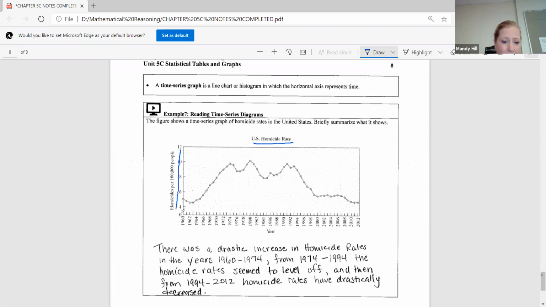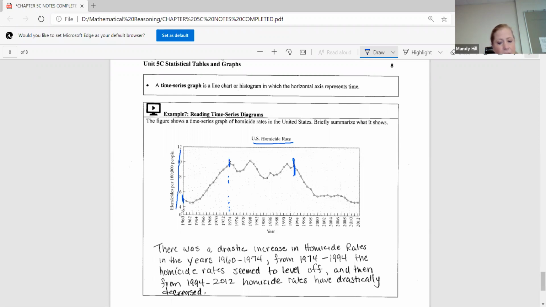One thing I'm noticing is that from 1960 to about right in here, we're on an upward tick. So I put down that there's a drastic increase in homicide rates in the years 1960 to about 1974. Then this little section, we're going up and down, but we're kind of staying in a steady range. Nothing like we had here and nothing like we're going to have at the end.